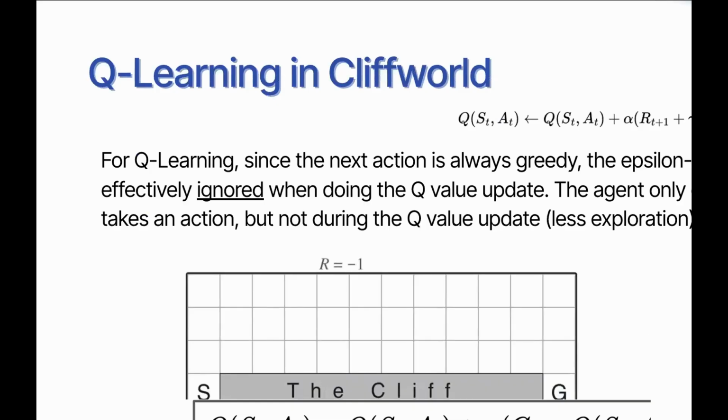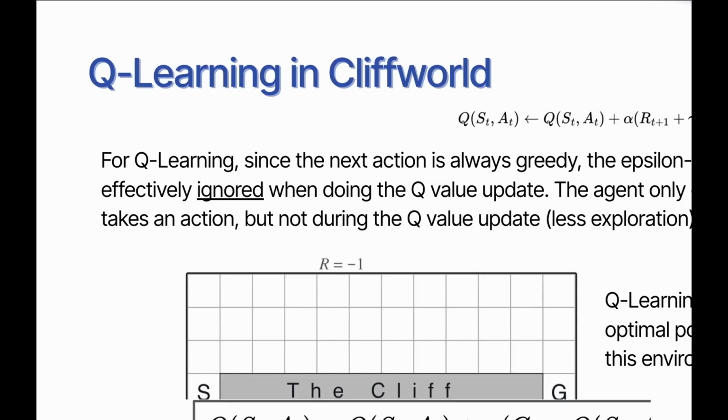Q-learning in Cliff World, okay? Because the next action is always greedy, when doing this Q update, the epsilon greedy policy is always ignored. The agent only explores when it takes an action, but not during the Q value update. Does that make sense to everyone, right? Because you're taking a max here, it doesn't matter if epsilon is a really high value. You always greedily take the next action. So Q-learning will learn the optimal policy and the optimal Q function for this environment.